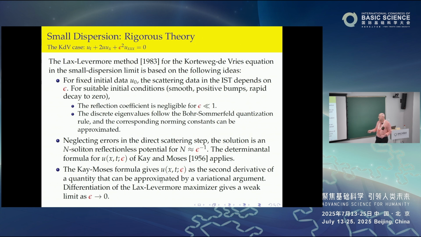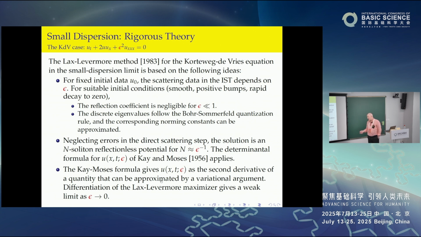It's what's called an n-soliton solution, and that n is proportional to 1 over epsilon, which is the number of points. There's a determinantal formula in the literature going back to Kay and Moses for the inverse problem for the Schrodinger operator that tells you what this function is as a bunch of determinants. That's the Kay-Moses formula, how to express it in terms of this approximate scattering data that you get from Bohr-Sommerfeld. So Kay-Moses tells you that U is the second derivative of some object that you can approximate. This is the Lax-Levermore part now. You can approximate that object by a variational argument and get what's called the Lax-Levermore maximizer.